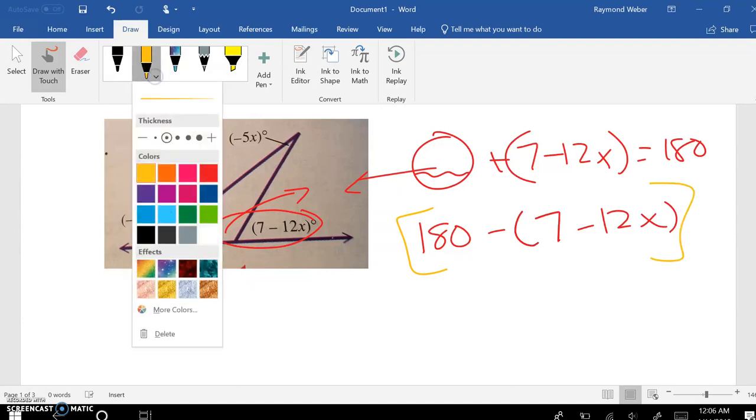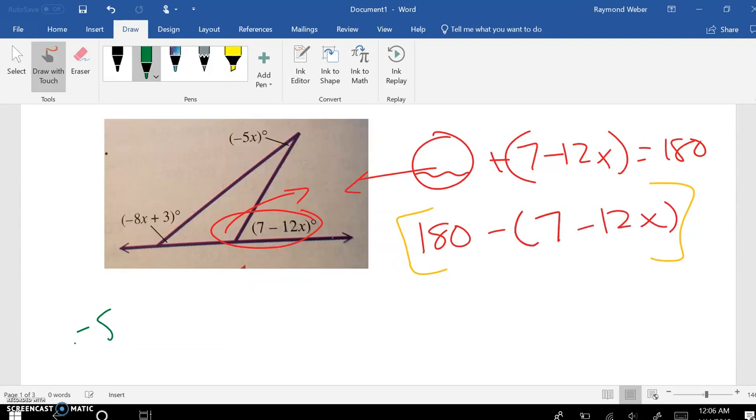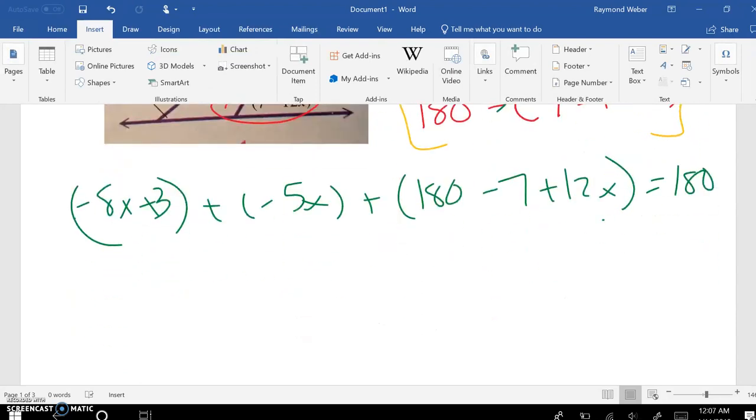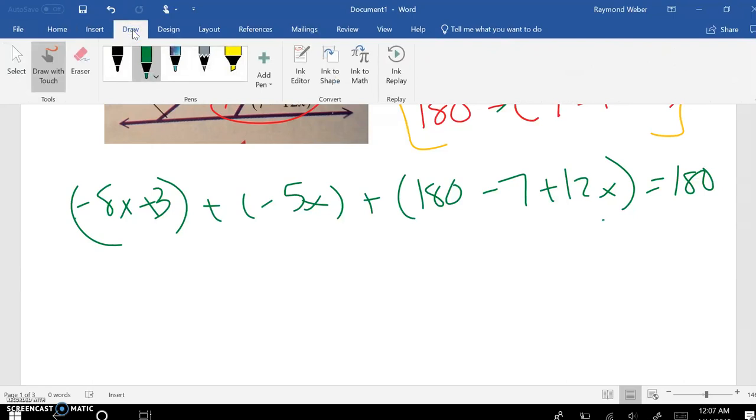So when I set this up, I'm going to have negative 8x plus 3 plus negative 5x plus 180 minus 7 plus 12x, because I had to distribute the sign, equals 180. Now I can solve. So I had to use all my facts to write my equation, and then I get to clean up and solve.